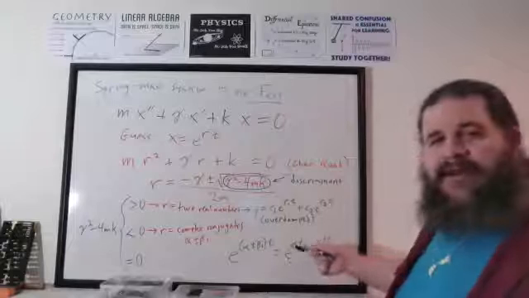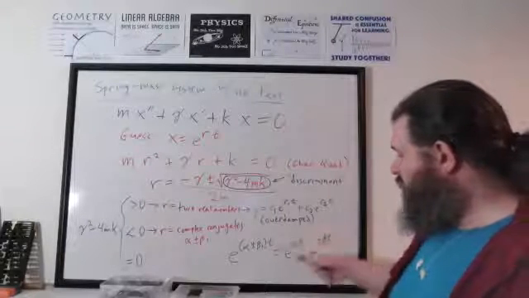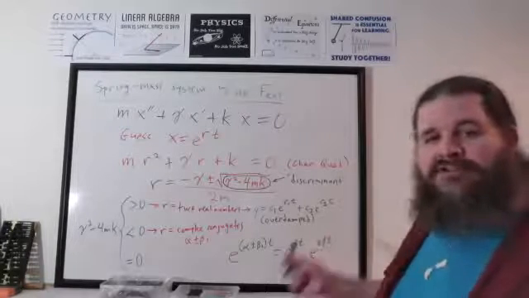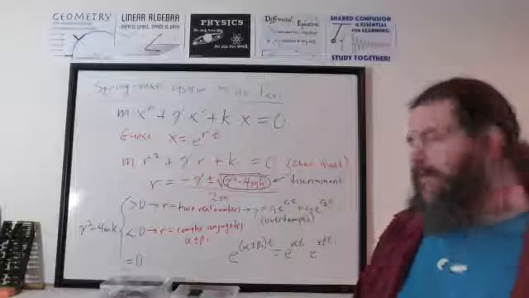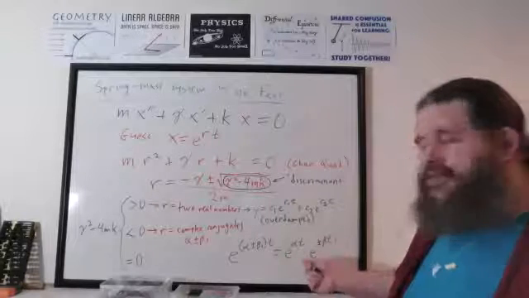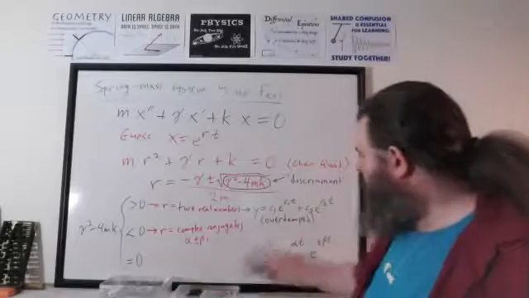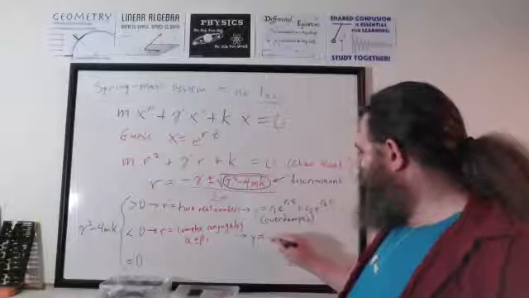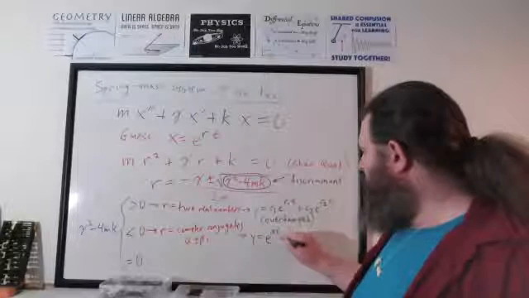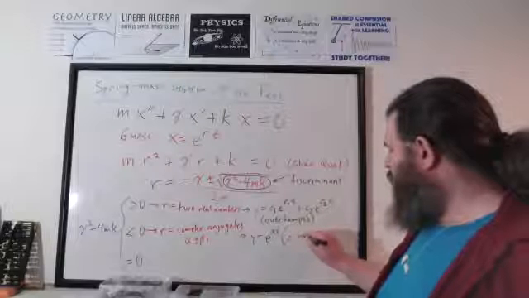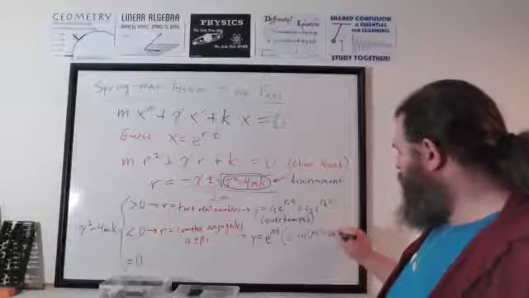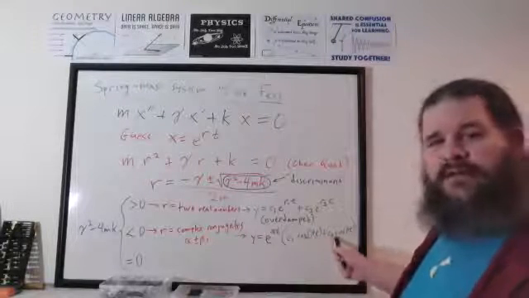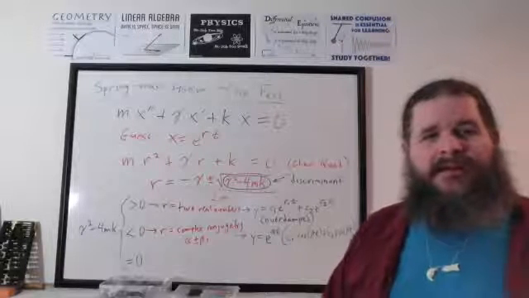e to the alpha t, the alpha is a real number. So this is still just an exponential decay function multiplied by e to an imaginary power. e to the pure imaginary power becomes sine and cosine. So we end up with sine and cosine functions multiplied by exponential decay. So that ends up looking like e to the alpha t times C1 cosine beta t plus C2 sine beta t. So we get oscillation, but also exponential decay multiplying it.